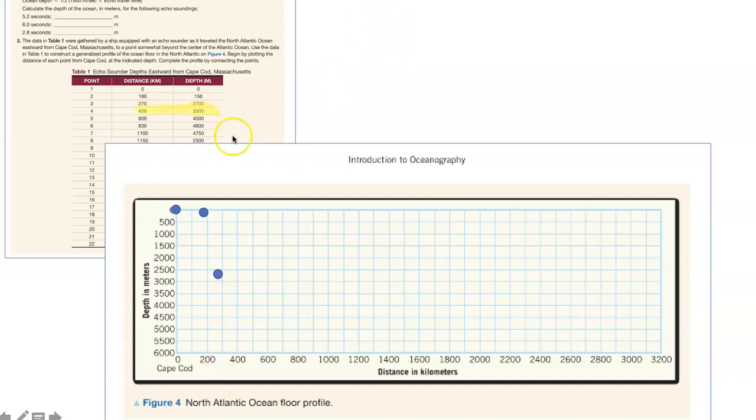Let's do one more. 420 kilometers and 3,300 meters. So 420 is going to be somewhere close to the 400 because this is the 500 line, right? And then 3,300 is going to be somewhere around here. So that's what you do, and then you're going to wind up connecting all the dots, and you'll have a bathymetric profile of the ocean floor.